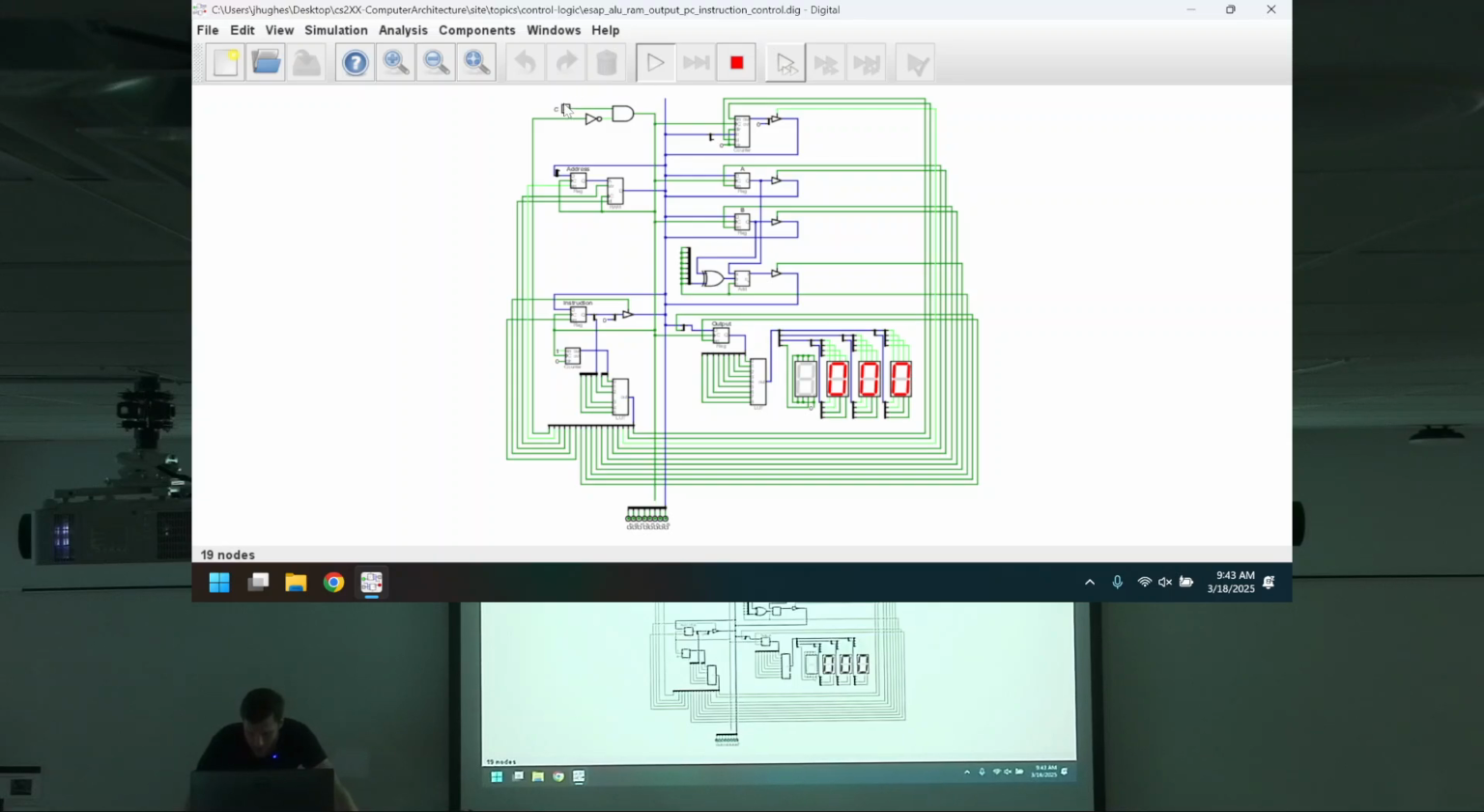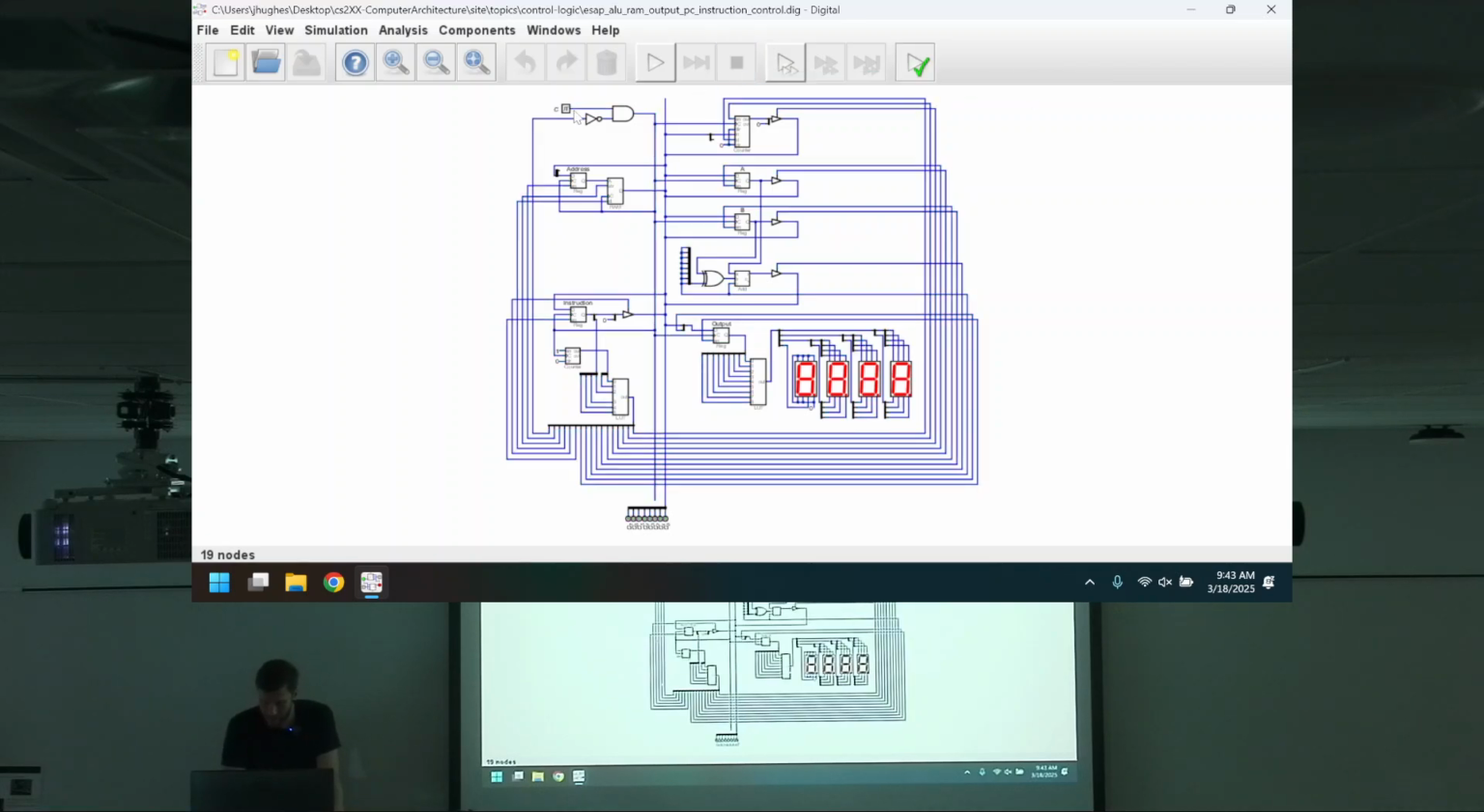So either way, I'm going to start spamming this. We'll see the control signals change. It's just going to be fetch, nothing, nothing, fetch, nothing, nothing, fetch, nothing, nothing, because we've got a bunch of nothing in there. But it is executing the program, it's just the program's nothing.